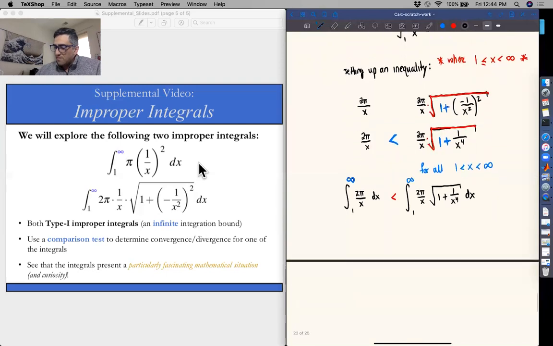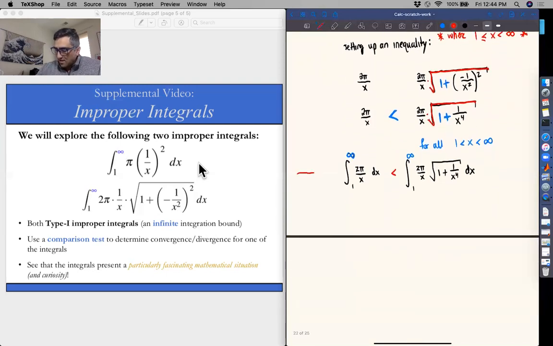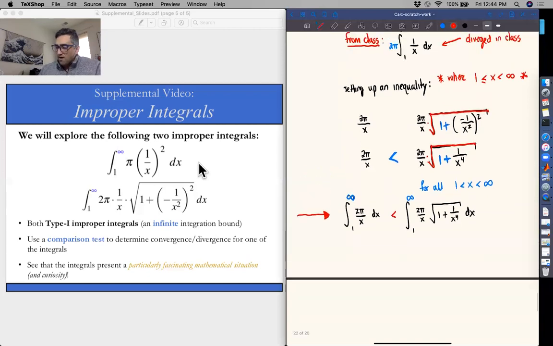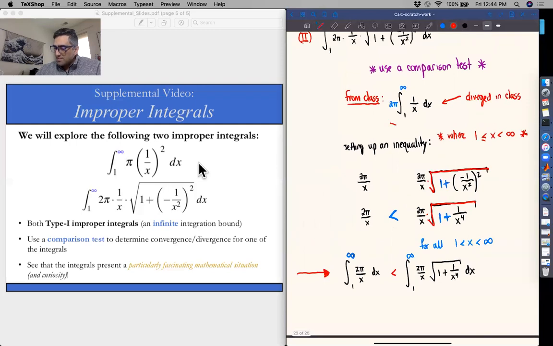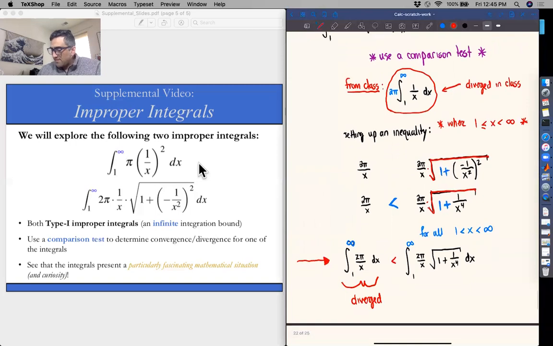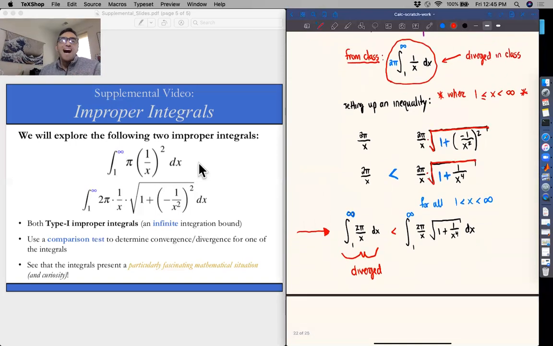So what can we say about this inequality now in terms of these improper integrals? Well, if you remember from before or in class, this integral that's sitting on the left-hand side, we saw that this thing diverged. And since that integrand is always positive, well, this thing diverges towards positive infinity.